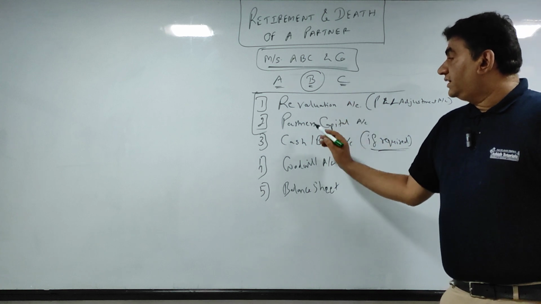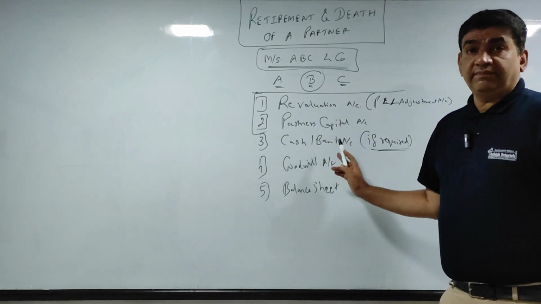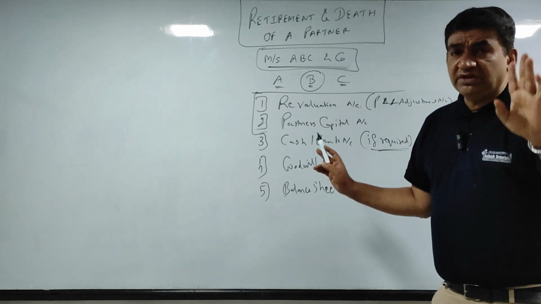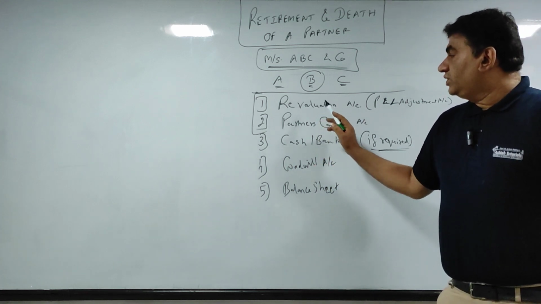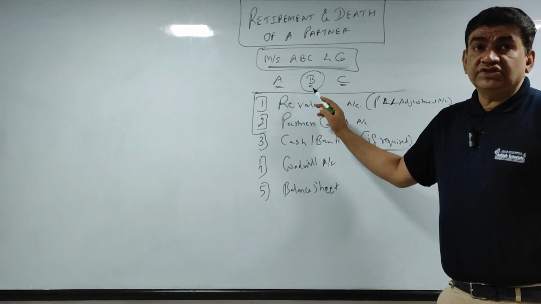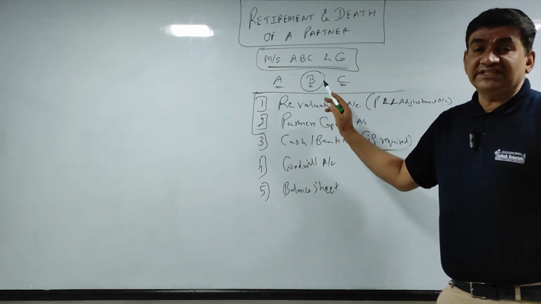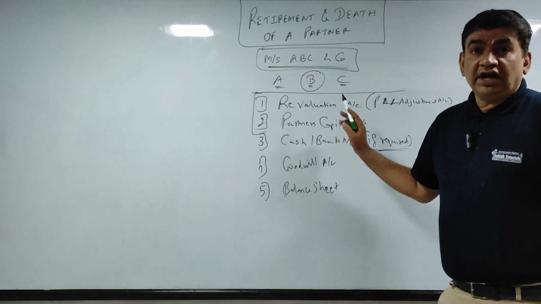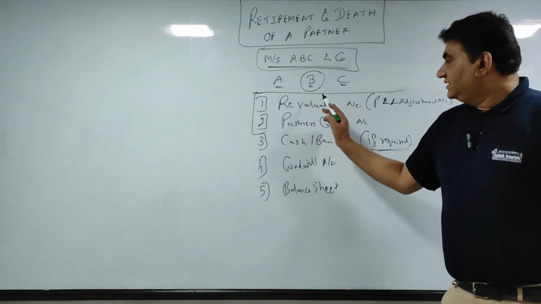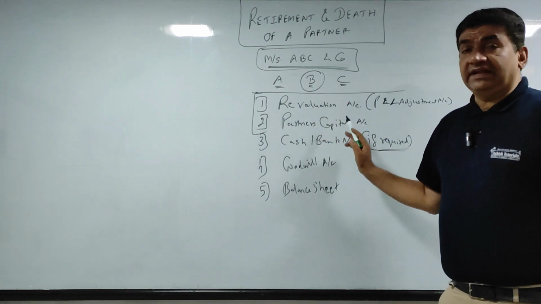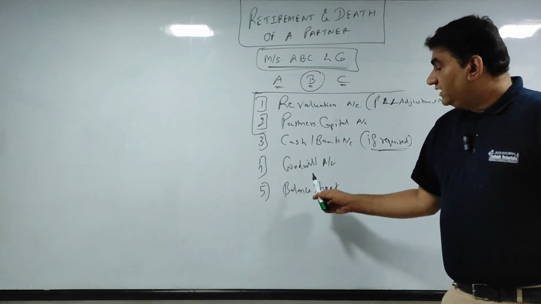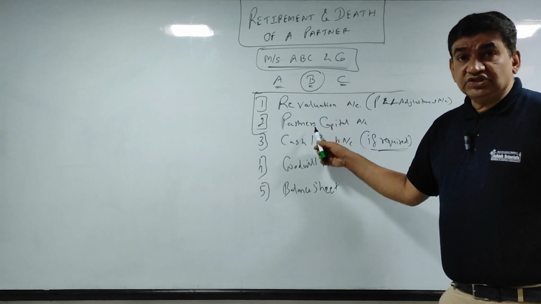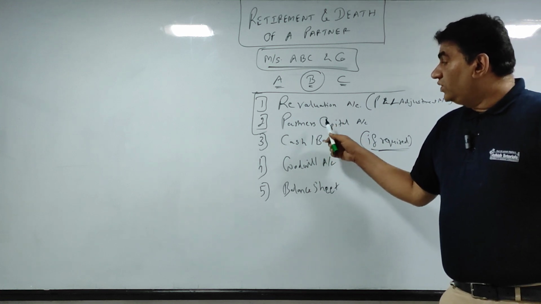Like, if there are 3 partners, then revaluation account for all 3 partners. It has been asked many times in the board exams. They'll ask you revaluation and only the person who has retired or the person who has died. Only B's capital. Only revaluation account, only B's capital, 10 marks. Sometimes revaluation with all the 3 capitals. Sometimes they will tell you to prepare all 5. Sometimes only the first one. Sometimes they tell you only the second one.